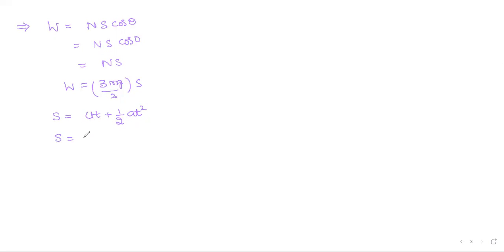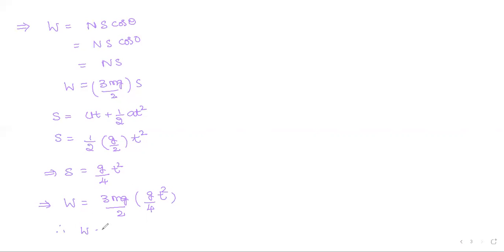So S is equal to ut, which is 0, plus half acceleration, he gave it as g by 2, moving up with this acceleration, into t square. That implies S is equal to g by 4 into t square. Therefore, I'm getting work done is equal to, from this formula, 3 mg by 2 into displacement, 3 mg by 2 into S, S is g by 4 into t square.